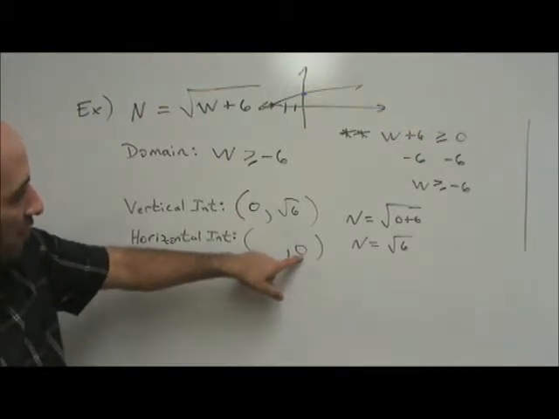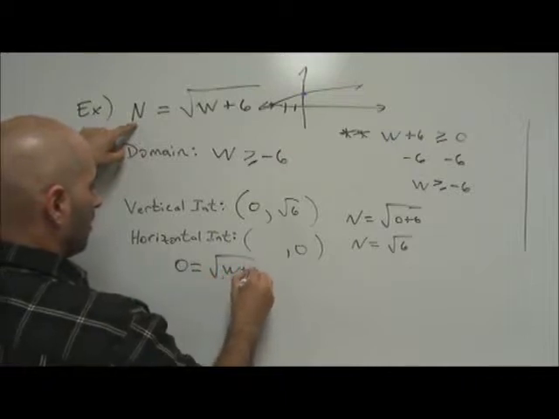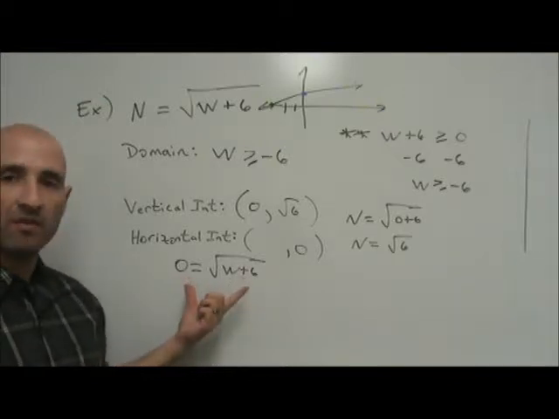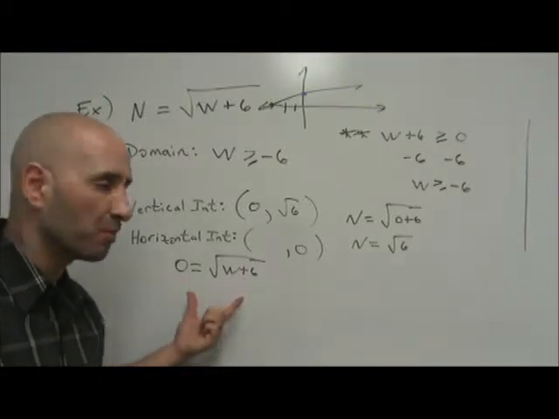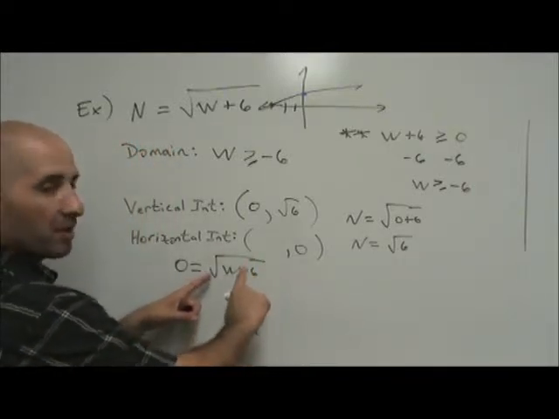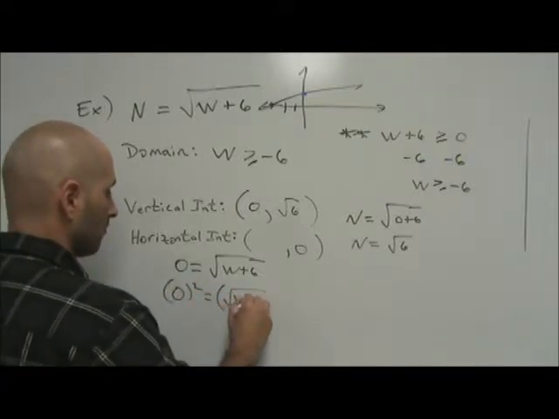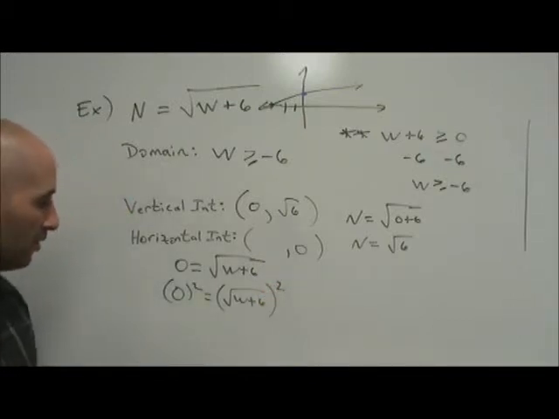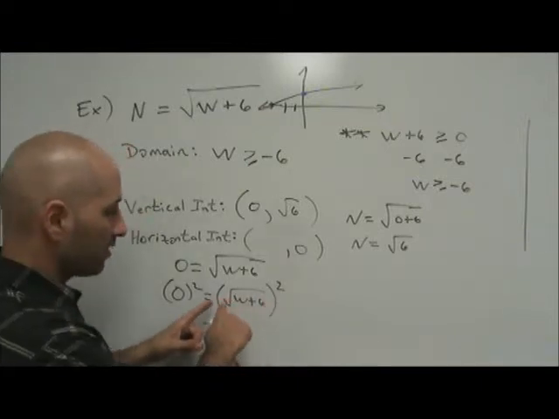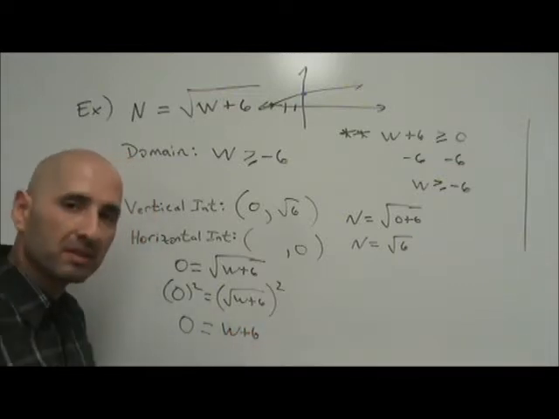The idea here is to replace your output variable with 0. So you'd have 0 equals the square root of w plus 6. And now we need to solve this for w. I'll show you in class how this works, but maybe you'll watch this after and be reminded of this. To get rid of this square root, we can square both sides. On the left side, when you square 0, you get 0. When you square this square root, that squaring undoes the square root, and you really have w plus 6.